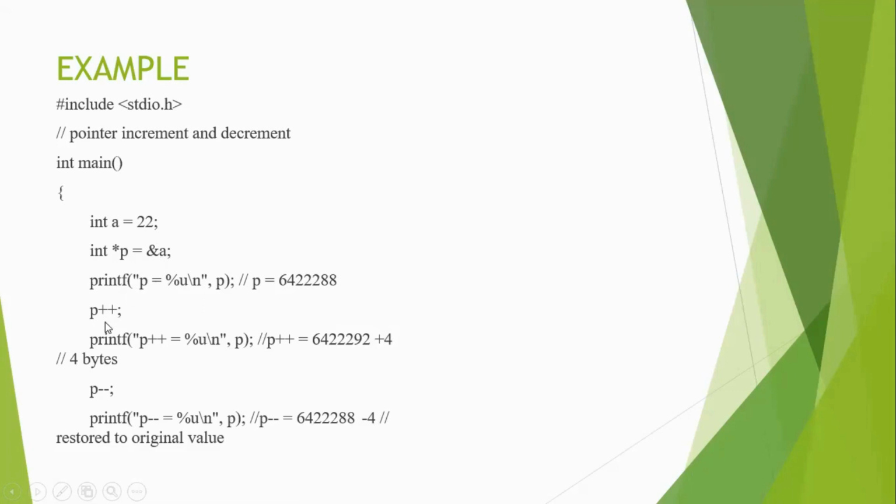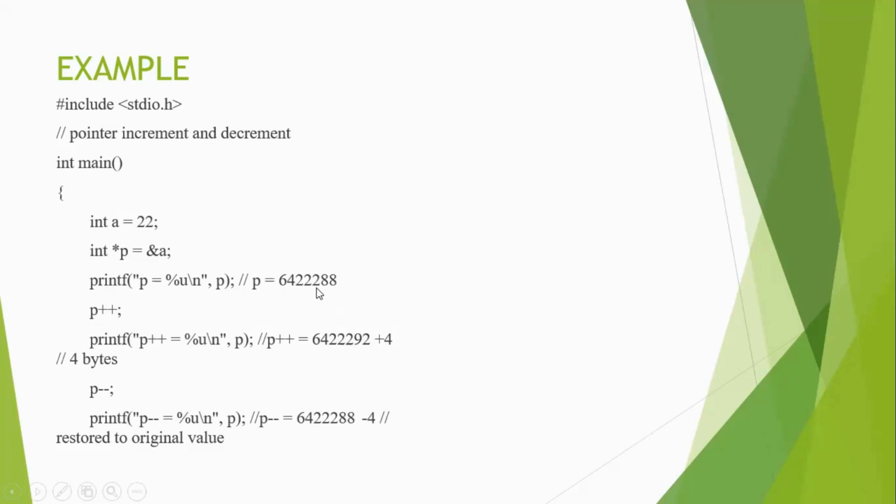Now I'm doing the increment operation. P is now holding the address of variable A. If I increment, then the pointer moves to the next location of that address. Here it is an integer variable, so the total bytes required for storing an integer is 4 bytes. So if you do an increment, it will increment by 4 bytes and move to the next location.